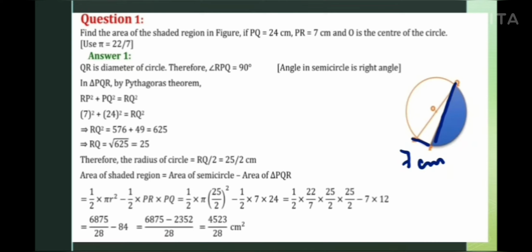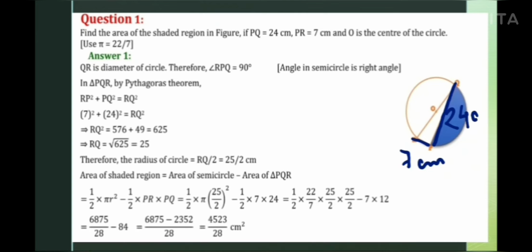Okay, minus the area of OBED, that means the smaller one. If you subtract it, you will get the area of this green section. Now the formula is theta by 360 degree into pi r square for both of the minor sectors.